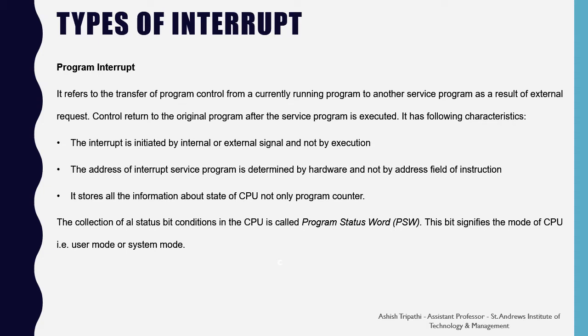This bit signifies the mode of CPU, that is the user mode or the system mode. If it is 0, then it is a system mode. If it is 1, then it is a user mode. So here you can see in the program interrupt that if you are running or executing a program, then whenever it requests for some input output or some manipulations, then it will interrupt the CPU to perform that instruction. This type of interrupt is known as the program interrupt.